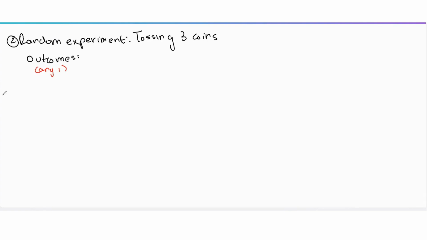Example 2 is, let's say now we're tossing 3 coins. Let's have another random experiment where we're tossing 3 coins instead of 2. Now let's look at outcomes, any one. Let's just write any one outcome. We know an outcome is a possible result of the random experiment. So any one outcome could be head, head, head. Yes, that's one outcome. Now let's write down our sample space.